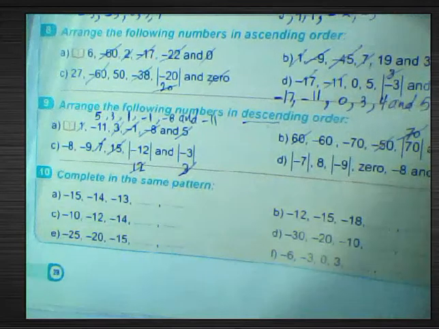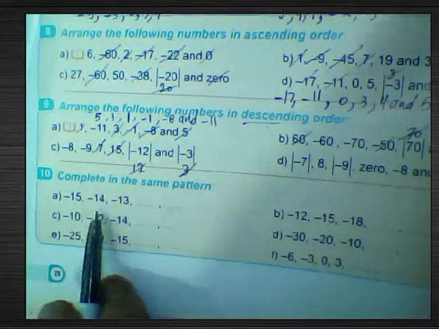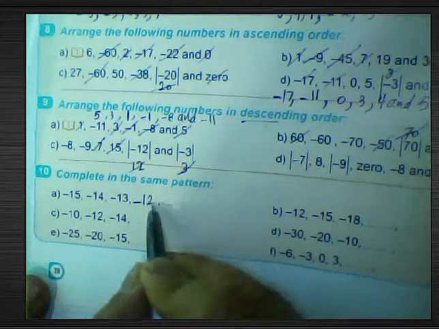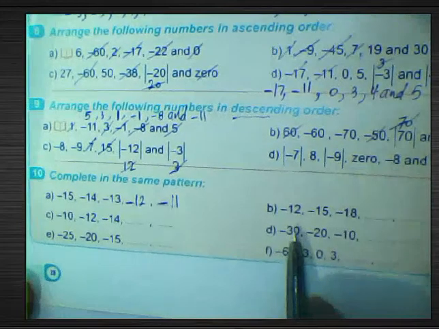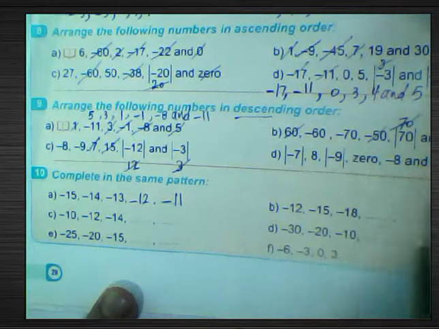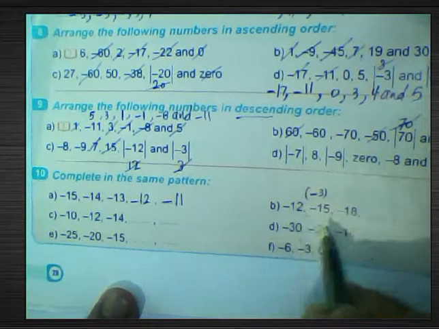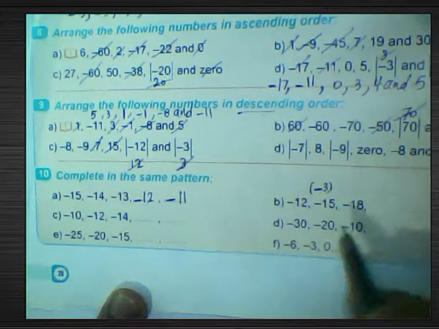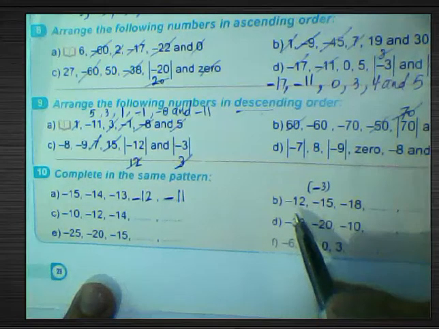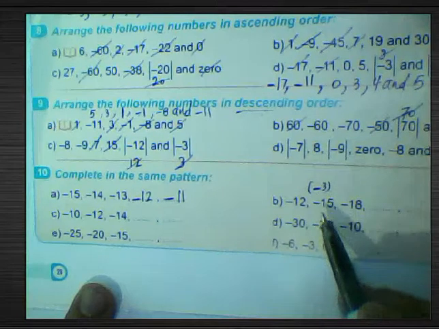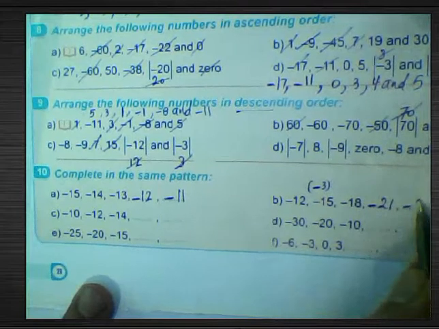It's okay. Question number 10, complete in the same pattern. -15, -14, -13, -12, -11. -12, -15, -18, -21, because he subtracts 3 from each number. The rule is -3. -12 minus 3 equals -15, minus 3 is -18, minus 3 is -21, minus 3 equals -24.